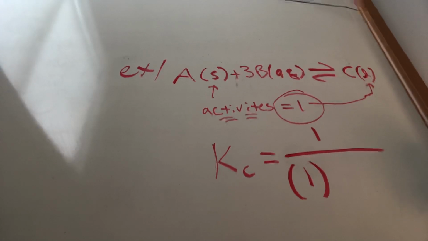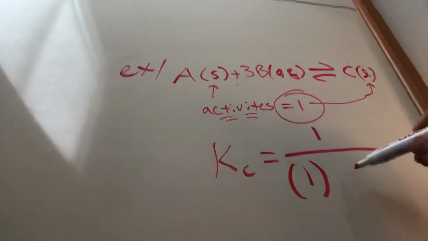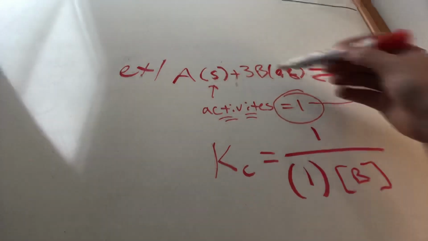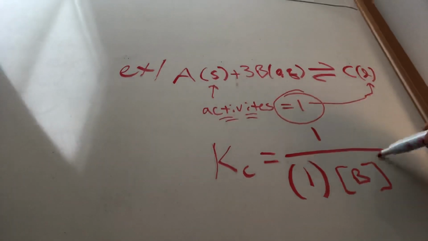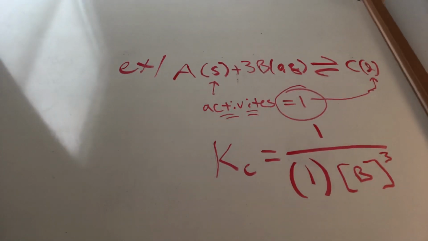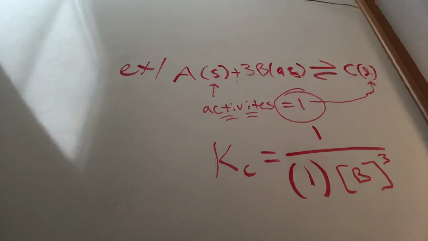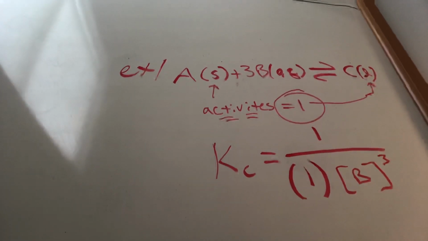B is aqueous. I can express aqueous species as having a concentration. So I'm going to express B as a concentration, and I'm going to raise it to the stoichiometric coefficient. Okay, so that's all for this video. We're going to get into actually using this in a mathematical way to predict movement within an equilibrium system next time.